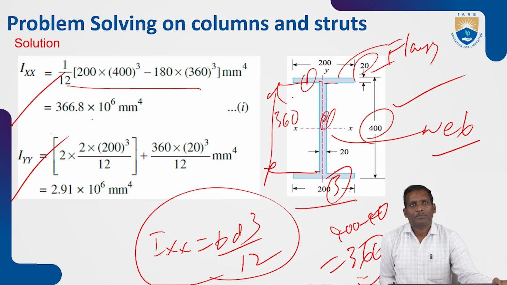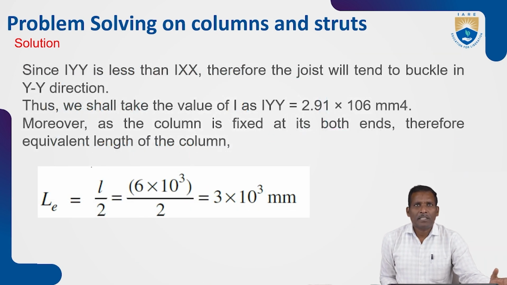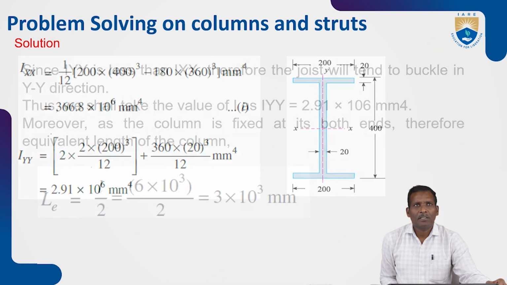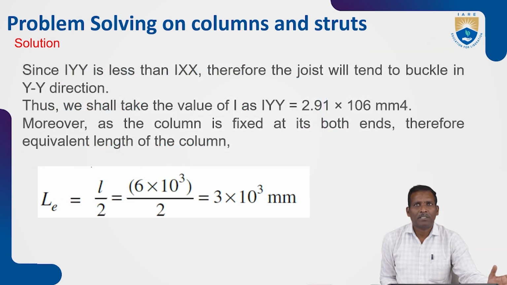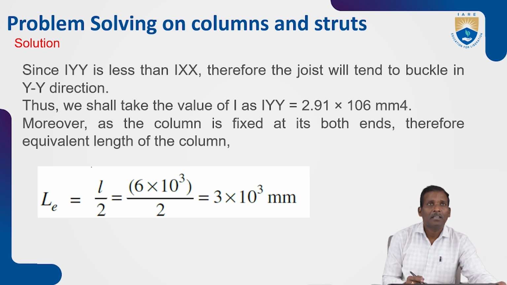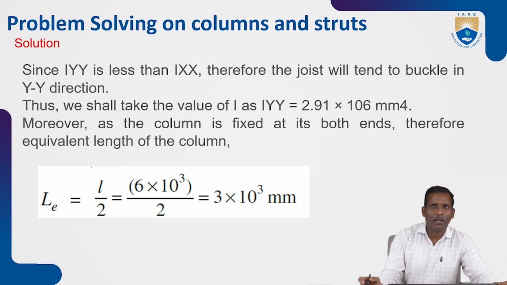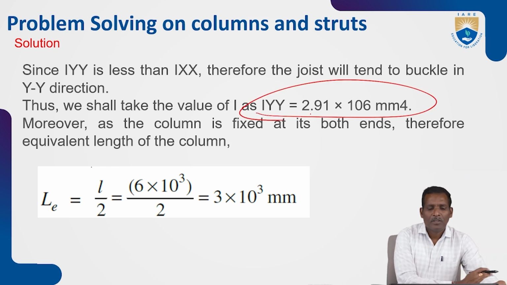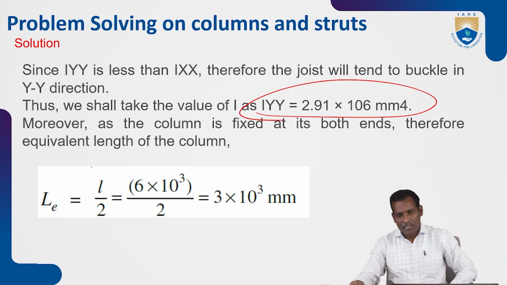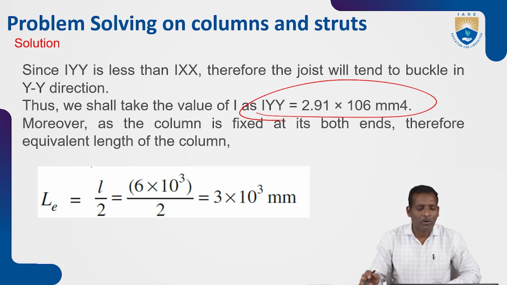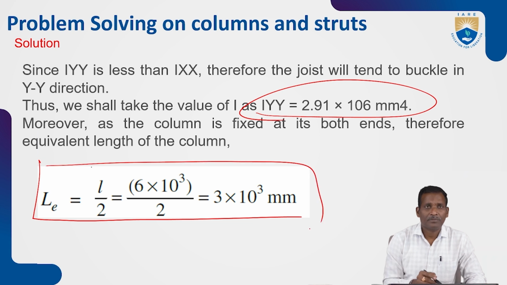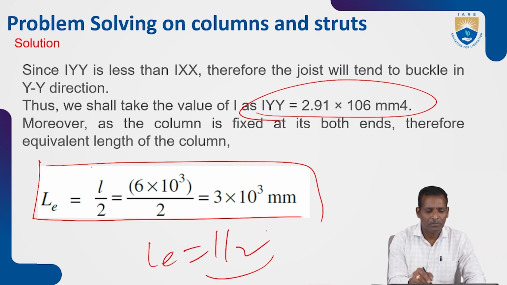Similarly, Iyy. Since Iyy is less than Ixx, 2.91 you got, therefore the joist will tend to buckle in the YY direction. Whenever this value is less than Ixx, the failure occurs with reference to the YY axis. So we shall take the value of Iyy. So the column is fixed at both ends. Therefore, the equivalent length of the column, both ends fixed, Le is equal to L by 2.